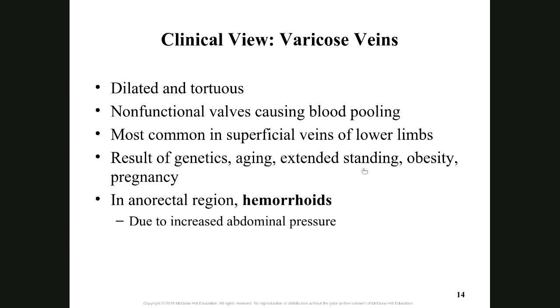And I talked about varicose vein before for you. When our veins become dilated and tortuous, this is the result of non-functional valves, and it can make blood pool in the lower limb of our body. It's most common in the superficial veins of our lower limbs, and genetics, aging, extended standing, obesity, and pregnancy can cause varicose veins. And sometimes varicose veins happen in the anal region, and we call it hemorrhoids. It's due to the increase in abdominal pressure, specifically at the time of pregnancy.